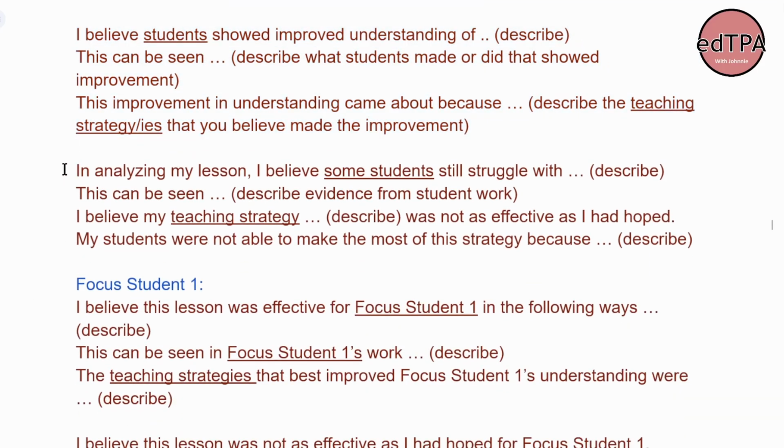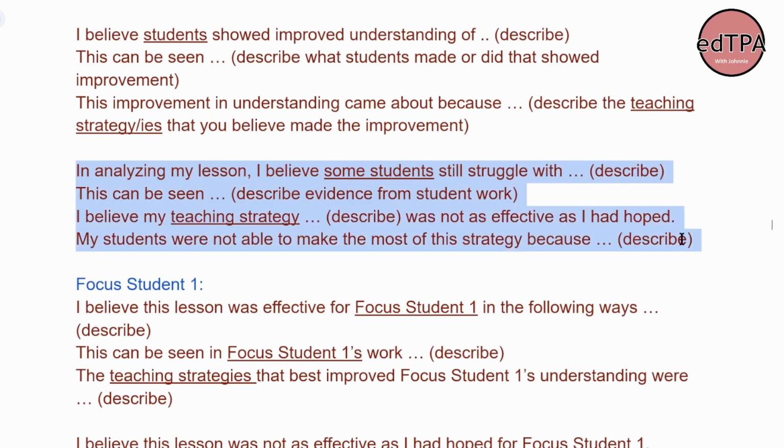And to continue, in analyzing my lesson, I believe some students still struggle with, describe this. This can be seen, describe evidence from student work. I believe my teaching strategy, describe, was not as effective as I had hoped. My students were not able to make the most of the strategy because. So this is about something that didn't quite work as well as you might have wanted.